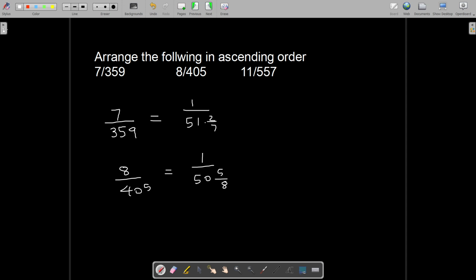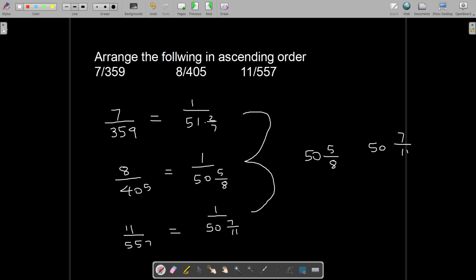Your third fraction is 11 by 557. Divide the numerator and denominator by 11 and you get 1 by 50 and 7 by 11. Now all these three fractions have their numerator 1. Which of them have largest denominator is the smallest one? Which of them have the smallest denominator is the largest one? Now compare 50 and 5 by 8. Then you have 50 and 7 by 11.